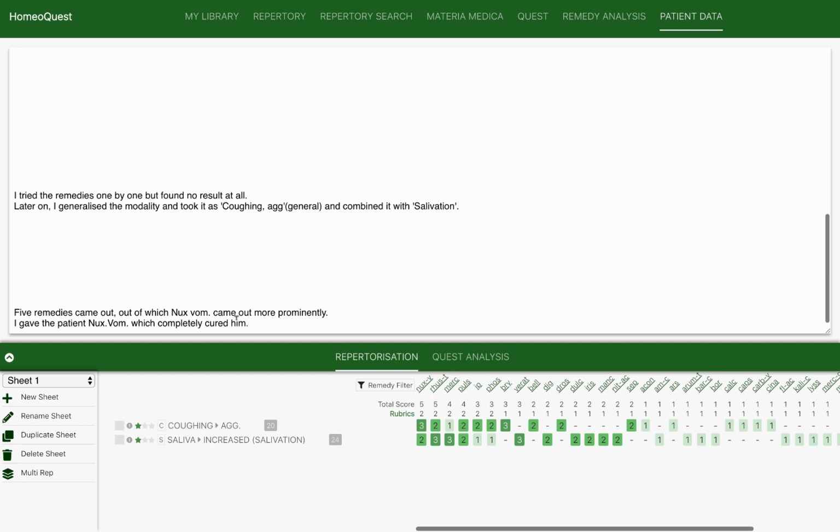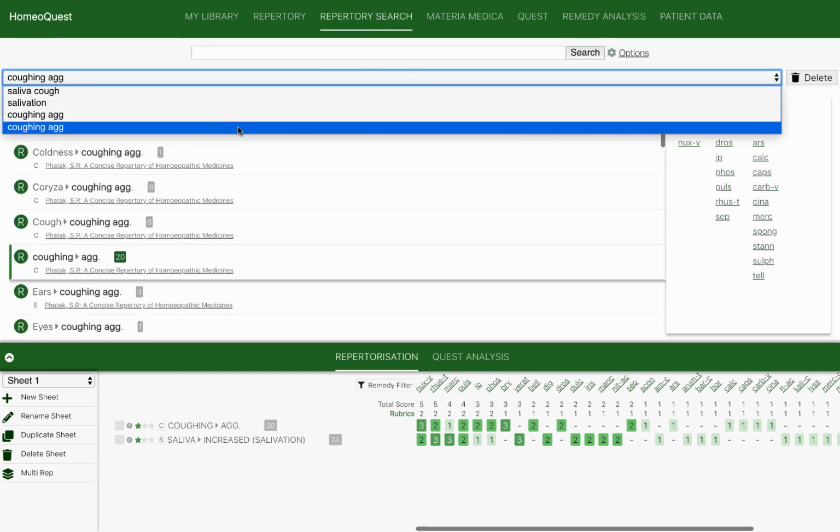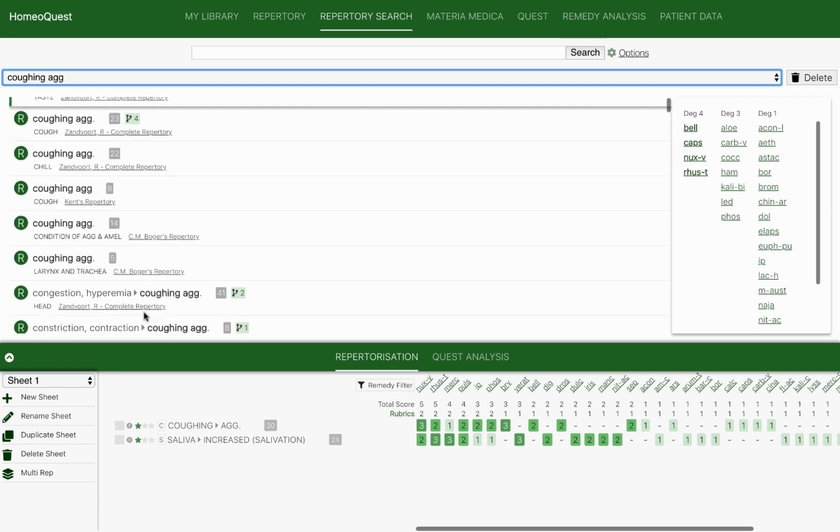Now I'll give you another interesting aspect here. All right, let's go one bit further. And what I did here is I put coughing aggravates, and this time I chose all the repertories in our database. All right, I did not just choose my clinical repertories. I just choose all the repertories, and then you can see there are so many rubrics and so many remedies coming up from Complete, from Kent, from Boericke's, and so on.